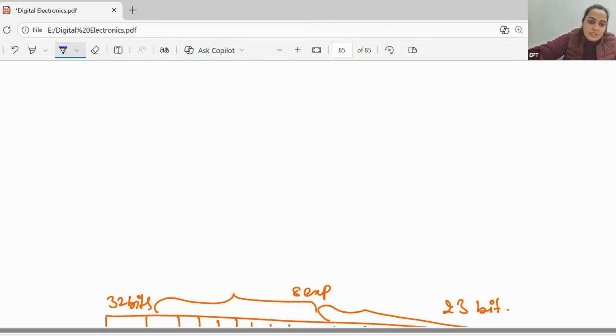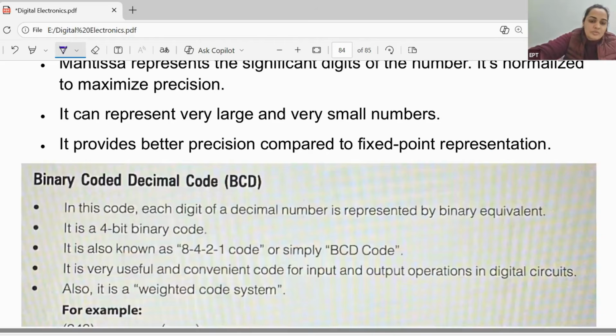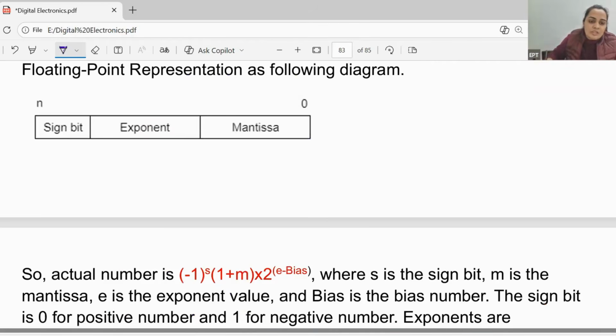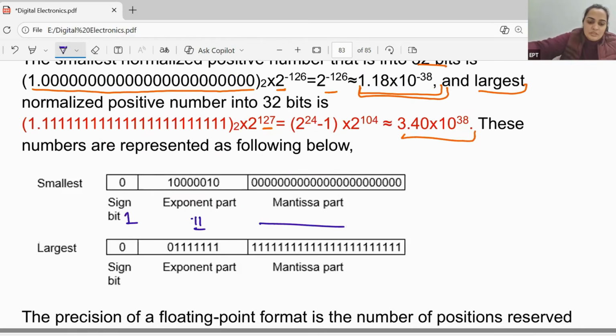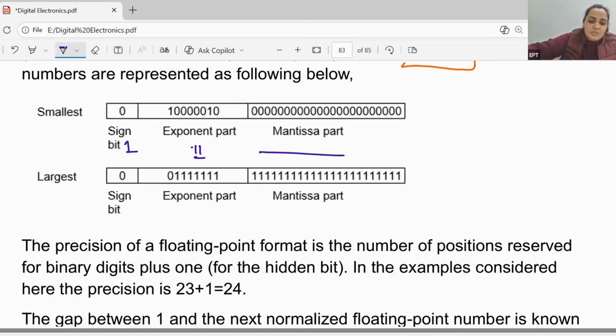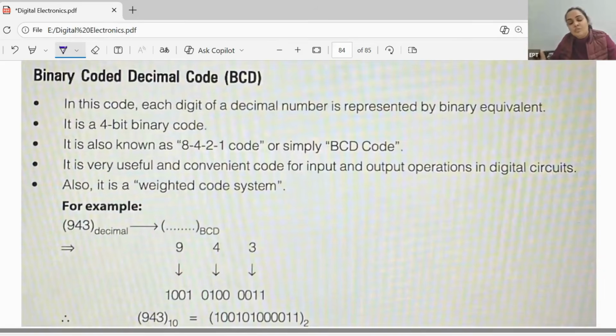64 sometimes they can give you, but I think it is not going to be there. But the form, you just remember how they will assign it: 1 bit for the sign, 11 for the exponent and the remaining for the mantissa. Next, I don't know whether these two topics will be there or not, because they haven't provided the details. So I will cover this also.